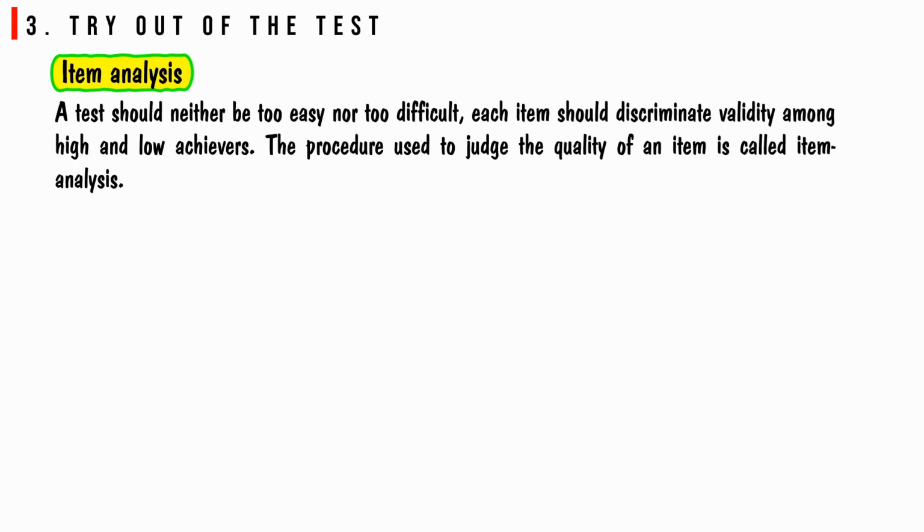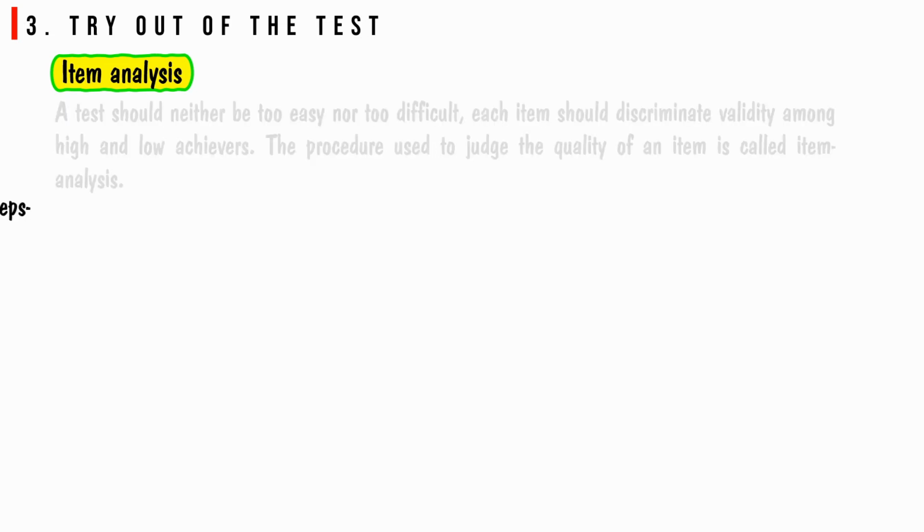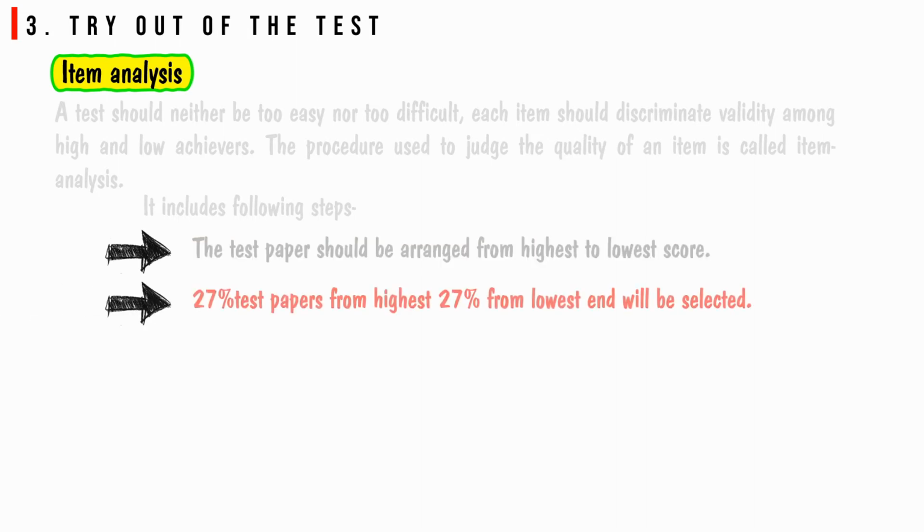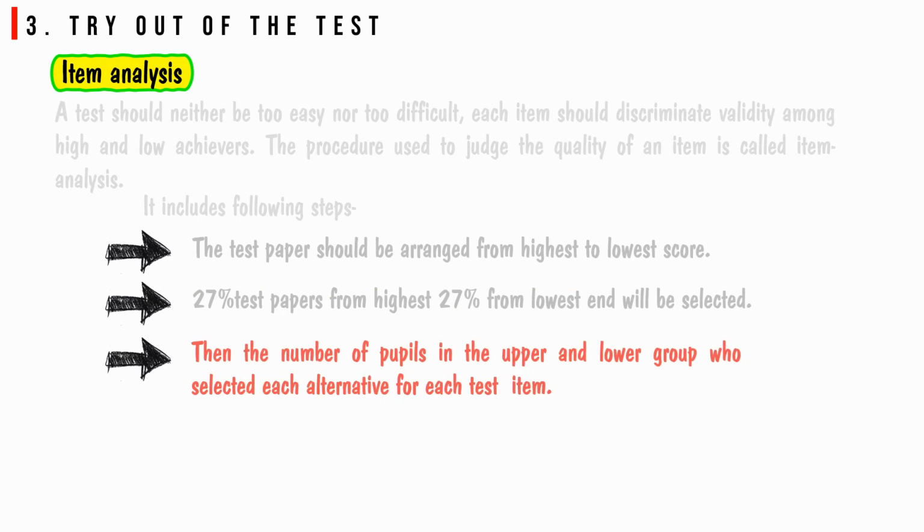Item analysis. A test should neither be too easy nor too difficult. Each item should discriminate validly among high and low achievers. The procedure used to judge the quality of an item is called item analysis. It includes the following steps. The test papers should be arranged from highest to lowest scores. 27% of test papers from the highest end and 27% from the lowest end will be selected. Then count the number of pupils in the upper and lower groups who selected each alternative for each test item.